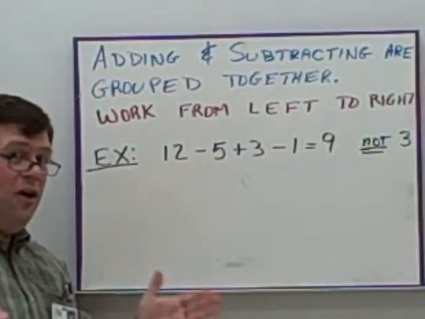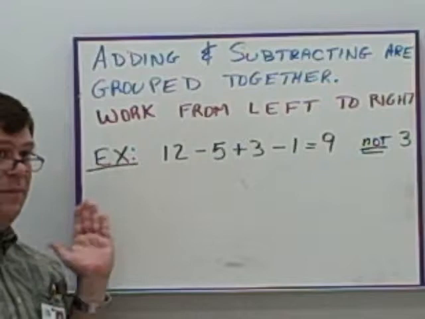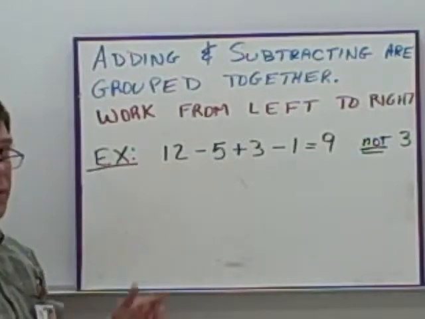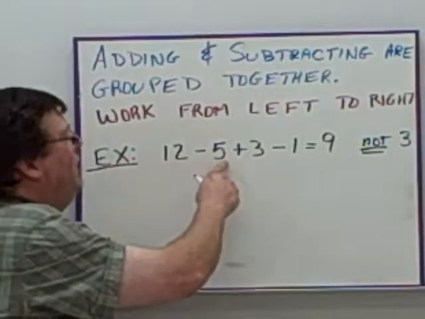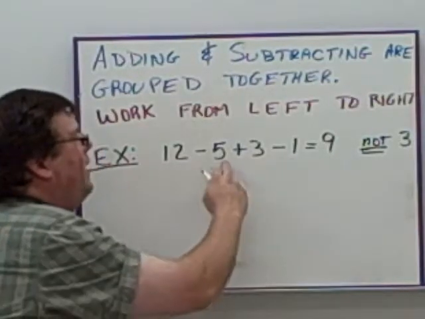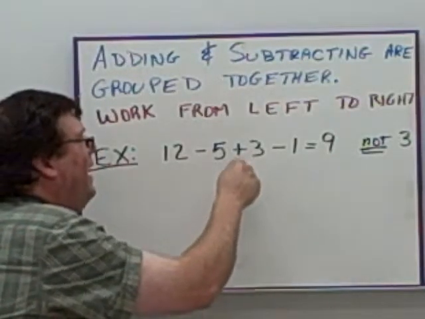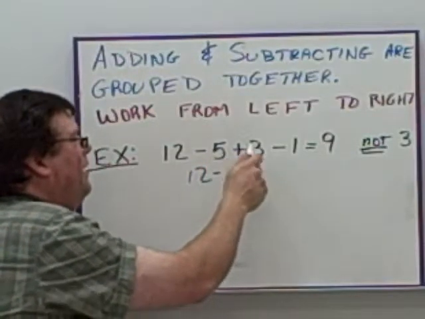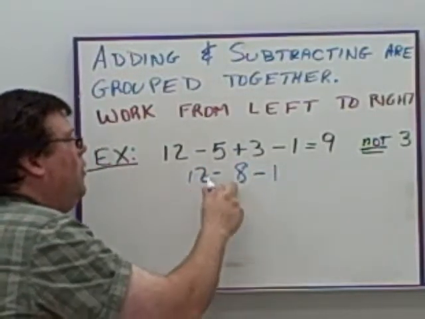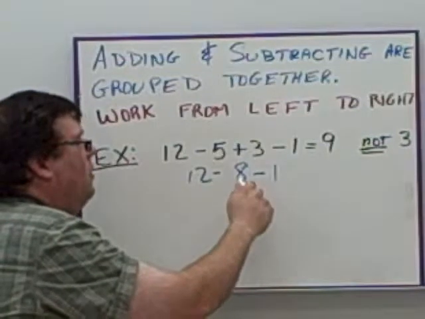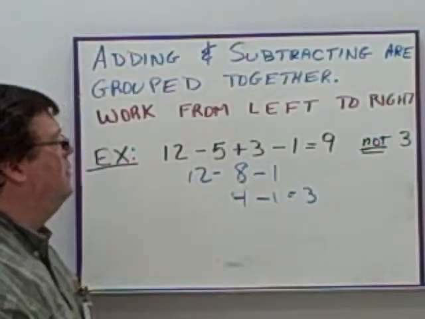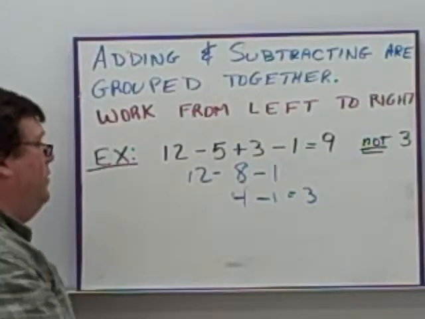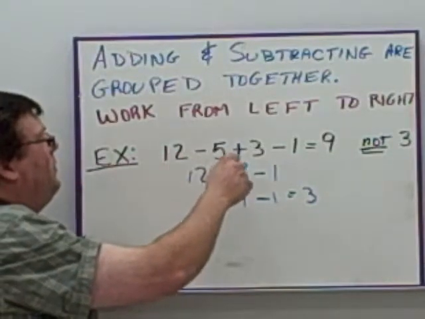Adding and subtracting are also grouped, and you're also going to work from left to right when you encounter both of those operations in one expression. Here we have 12 minus 5 plus 3 minus 1. If I did the plus first, I would get 8. So 12 minus 8 minus 1. 12 minus 8 would give me 4. 4 minus 1 would give me 3. But that's not the correct answer. I have to do from left to right.